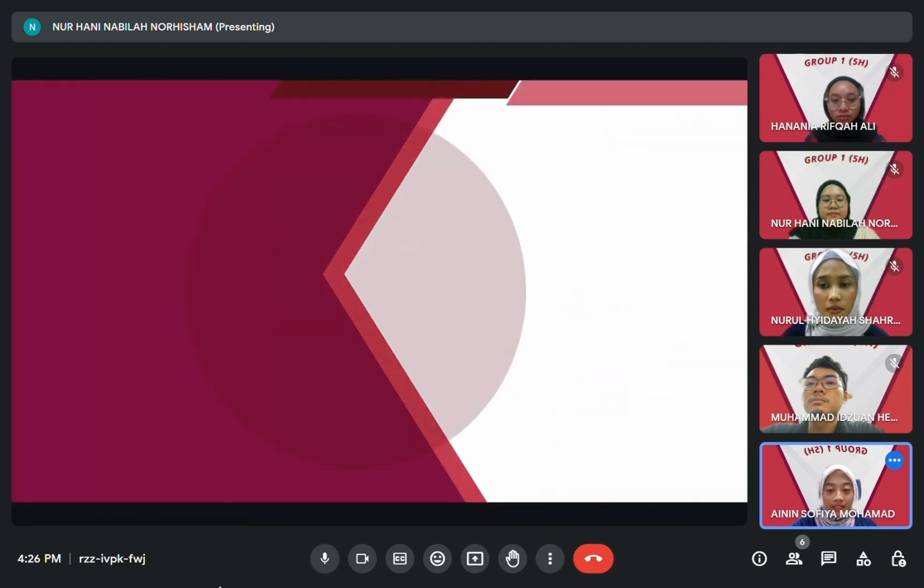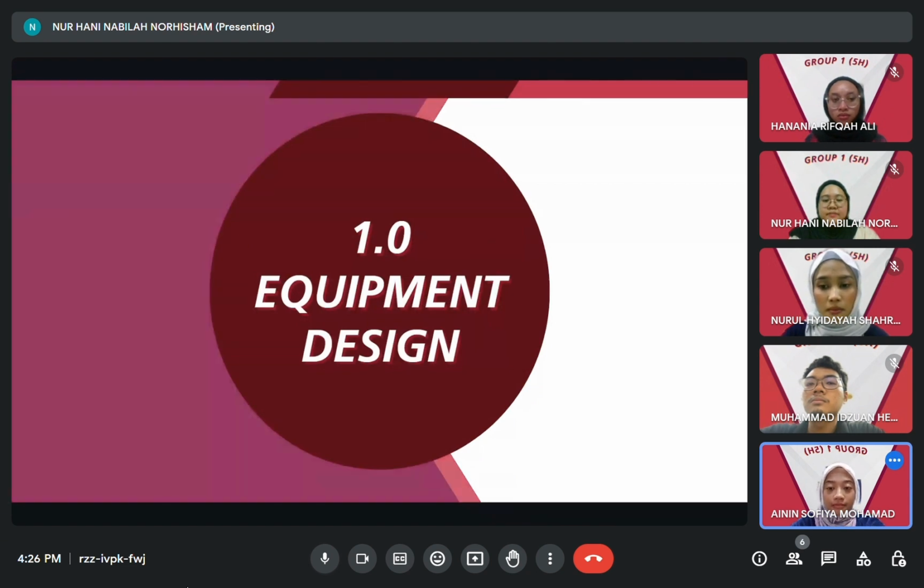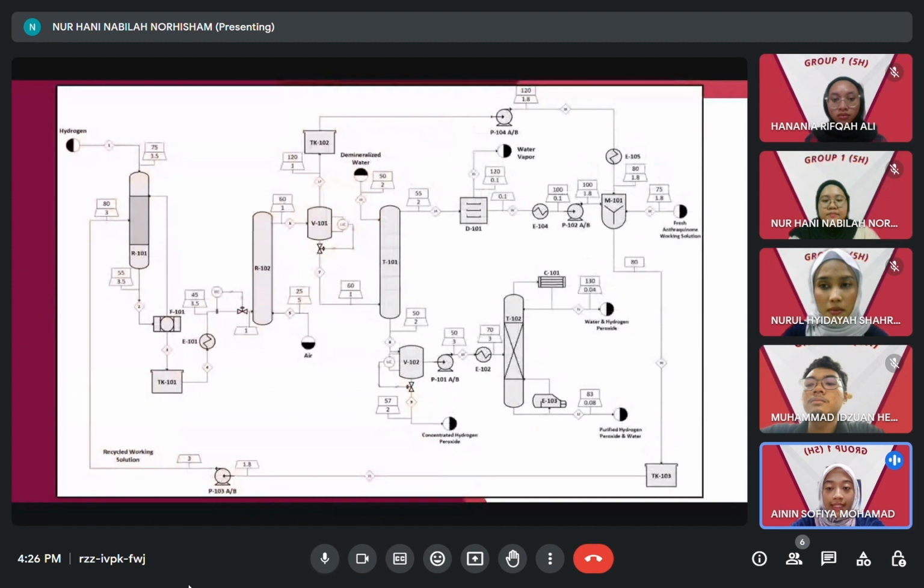To jumpstart the presentation, we will start with equipment design. As shown in this slide, it illustrates the process flow diagram of hydrogen peroxide production based on the anthraquinone process. As can be seen here, we have two reactors followed by two towers, which are the liquid-liquid extractor and the distillation column. Then we have separators, and as for the other equipment, we have a dryer, mixer, heat exchangers, and pumps.